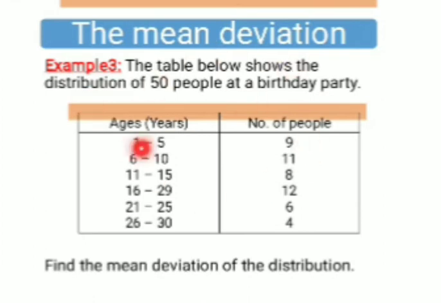Now that is for ungrouped data. But for grouped data now, the table below shows the distribution of 50 people at a birthday party. So ages in years. We have 1 to 5, 6 to 10.